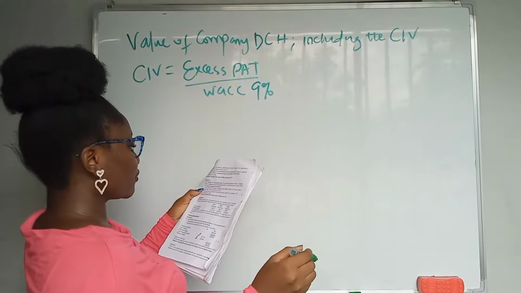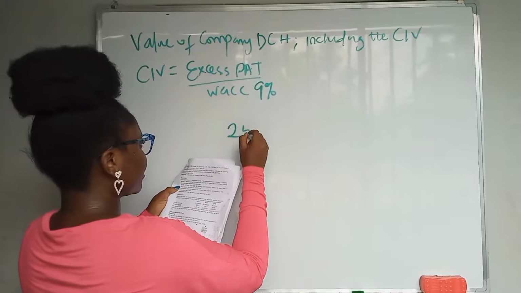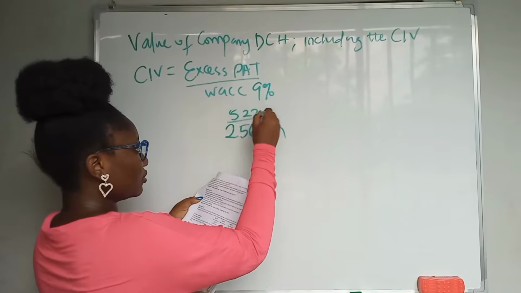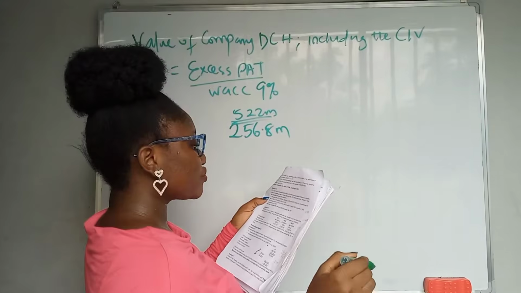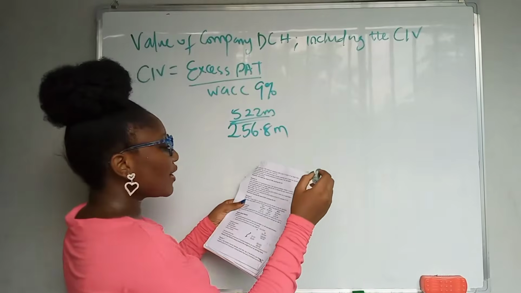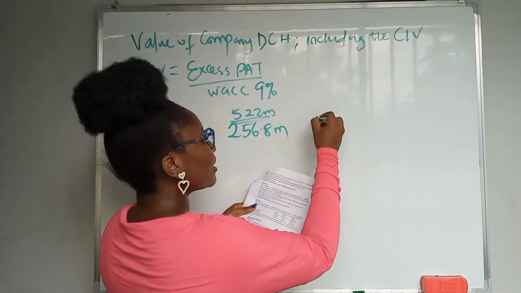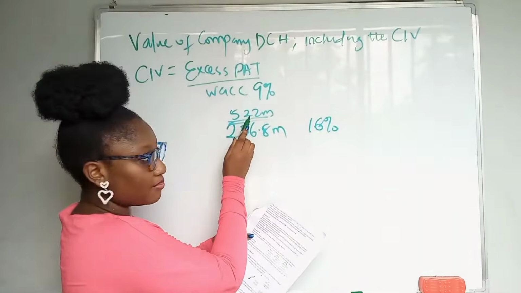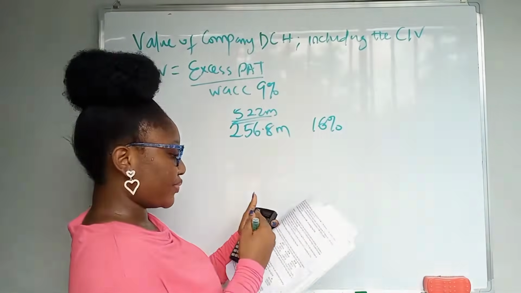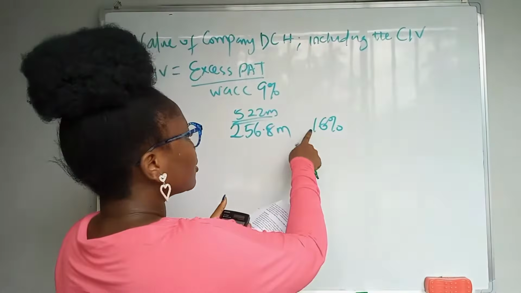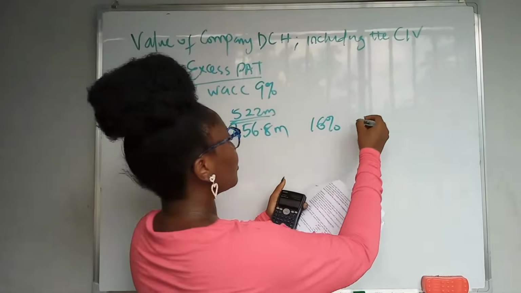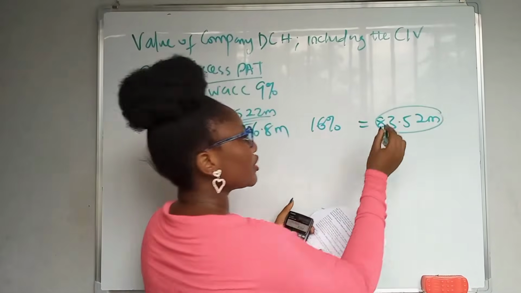So DCH operating profit, you check it, is 256.8 million naira on an asset base of 522 million. That's what they are making. They said the average return on assets for the industry sector in which DCH operates is 16%. So normally a company of this scale should be making a profit of 16% on this type of assets employed. Because what makes a company to be in the same industry is that they are both using the same asset base. So 16% of this will give you 0.16 times 522, that's 83.52 million. So the profit they should be making is 83.52 million.